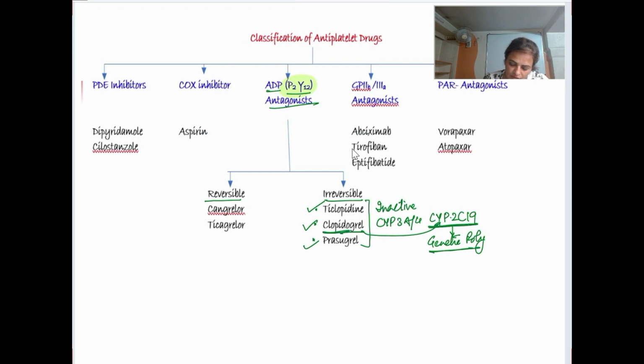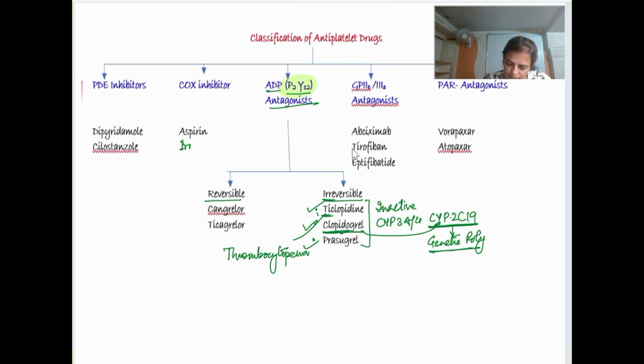Ticlopidine we use, and this is also just like aspirin. Aspirin was irreversible. ये भी क्या है? ये तीनों के तीनों irreversible. All the three are irreversible ADP inhibitors. So they are going to inhibit overall. Ticlopidine is not much used. T stands for thrombocytopenia. Because of the thrombocytopenia, rather it is a pancytopenia with ticlopidine, it is not used much clinically.